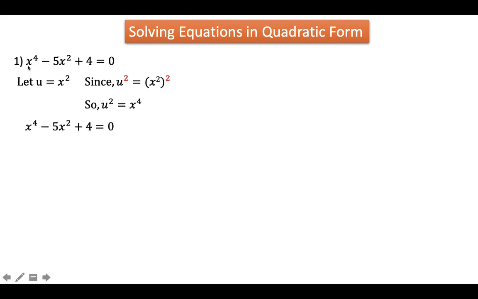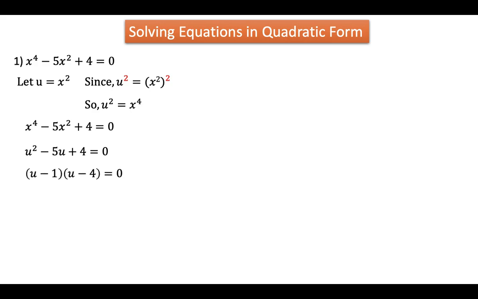Now, writing down our given x to the fourth minus 5x squared plus 4 equals 0, we can replace this x to the fourth by u squared. Then, write down negative 5, and this x squared here, we can replace this by u. Then write down plus 4 equals 0. So notice that our given now from quartic became a quadratic form. And we can now use our skills in quadratic way.